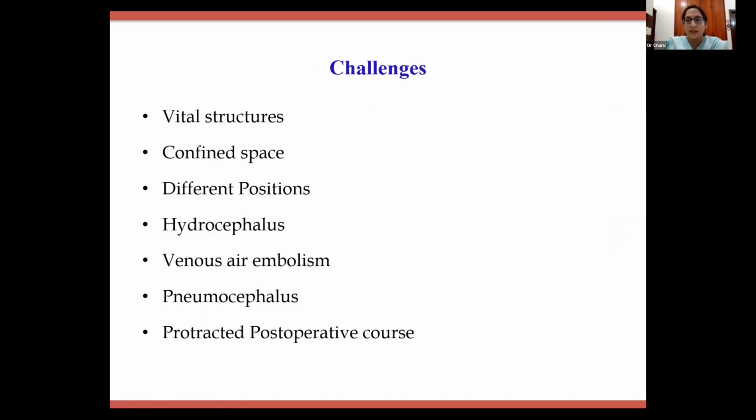So what are the challenges associated with dealing with such patients? We have already discussed that there are many vital structures situated in a confined space. So it can lead to a very rapid increase in the intracranial pressure and brainstem herniation. These patients are usually operated in non-supine positions, either the sitting position, the lateral position, or the prone or semi-prone positions, and each has its own anesthetic challenges. The patient might have hydrocephalus.